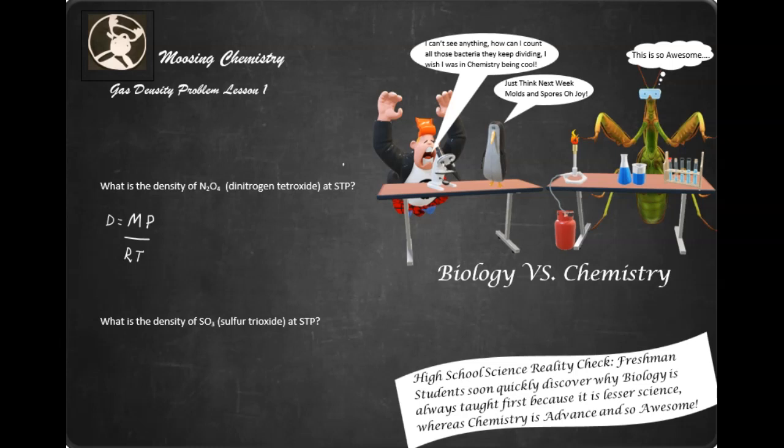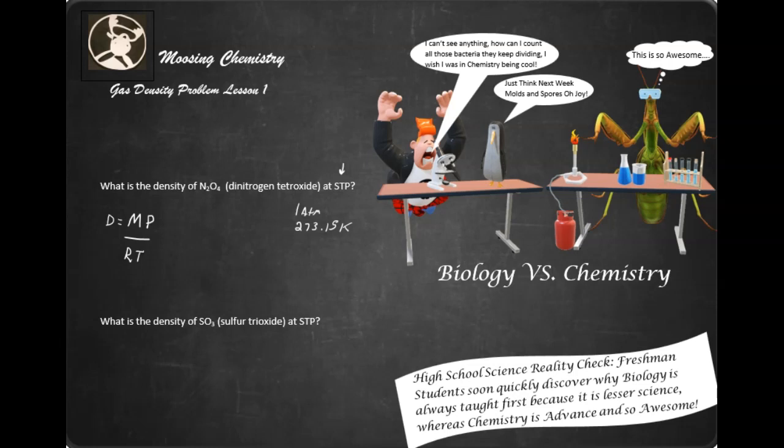Now, when you look at STP, what does STP really mean? That means 1 atm of pressure at standard temperature, which is 273.15 K. That's Kelvin. Notice that we don't say degrees Kelvin because that would be incorrect. It's just simply Kelvin. Alright, so let's look at what we know.